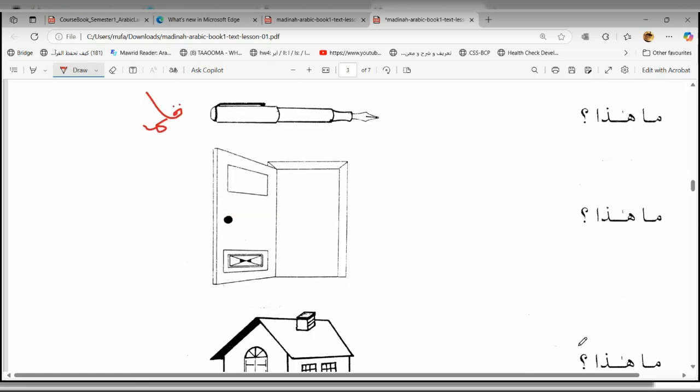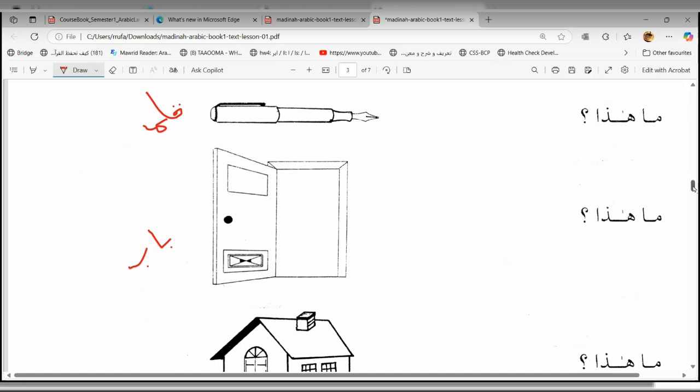And now we have Tariq. What is this? The word for this is bab. This is a bab. Very good.